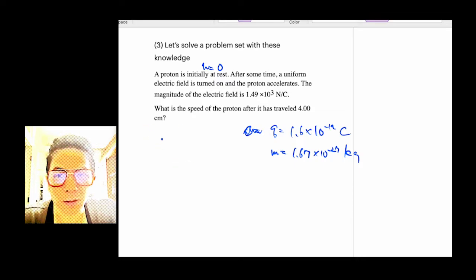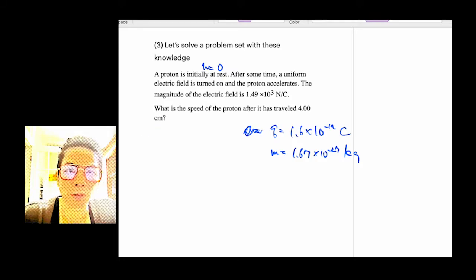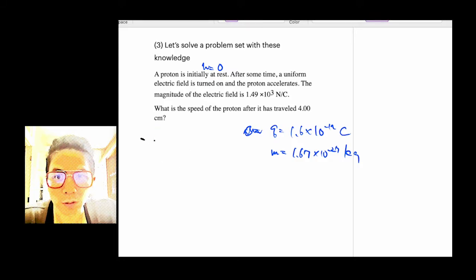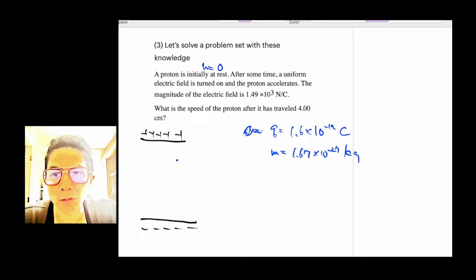So it's always useful to draw a cartoon so that you can understand what is going on. So you have an electric field like this. This is the positive side, this is the negative side, and the electric field always goes from positive to negative, and this electric field magnitude is 1.49 multiplied by 10 to the 3rd newton per coulomb, and you have the proton, and the proton is traveling.